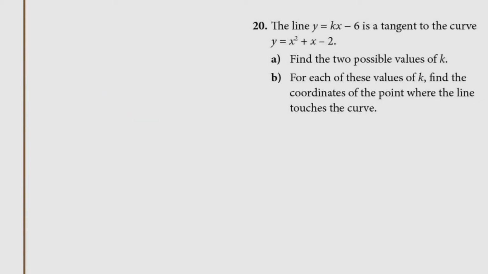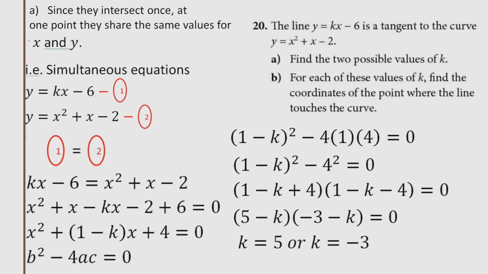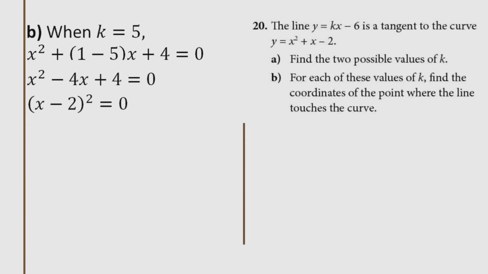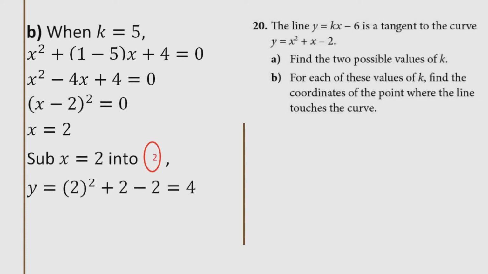For the coordinates, first of all we are going to consider the case k equal to 5, and then substitute that into the quadratic equation just before the discriminant is equal to 0. So 1 minus 5, negative 4, simplify, factorize, x is equal to 2. So when x is equal to 2, what is the y value? y is equal to 4.